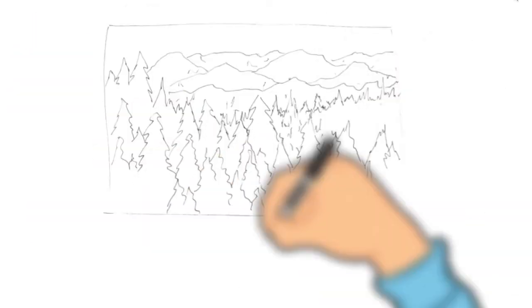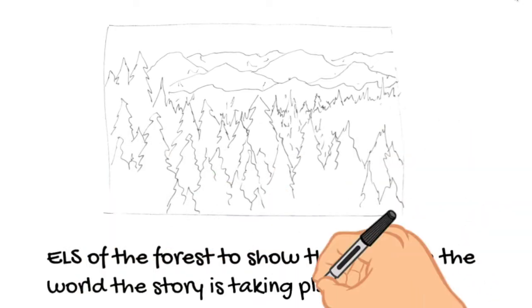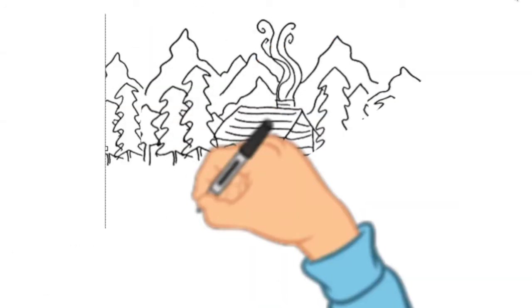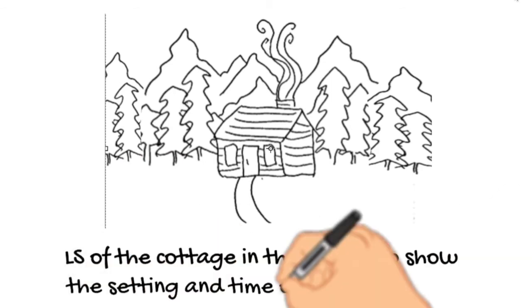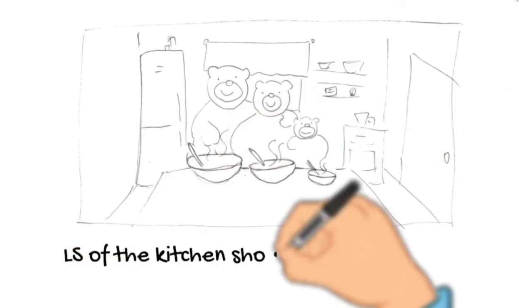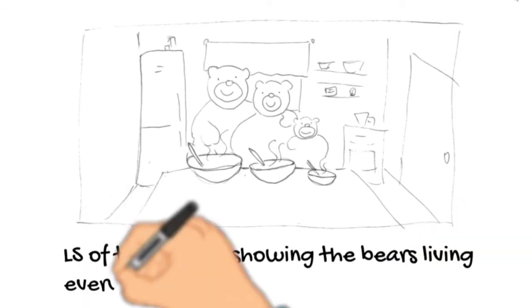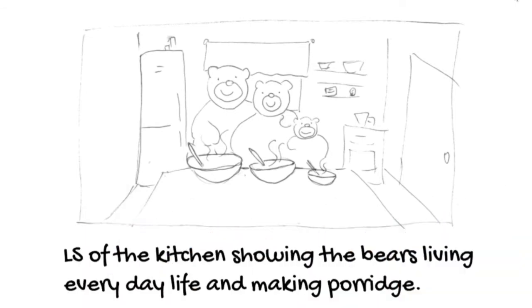I'm going to begin my film of Goldilocks and the Three Bears with an extreme long shot of the forest to show the world the story is set in. Next, I'm going to use a long shot to show the cabin in the woods and the time of the day the story is set in. Now we know place and time, I better introduce the audience to who the story is about. I'll use a long shot so I can show the bears in their everyday life making porridge in the kitchen.